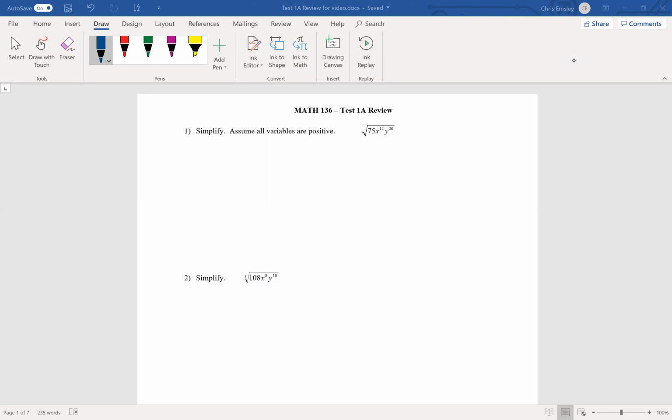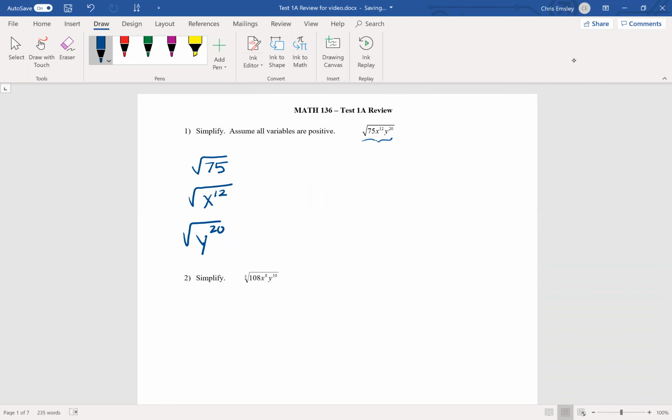Since these pieces under the radical are all multiplied together, we can break this up into 3 separate radicals and look at each one individually. If they were added or subtracted together, we couldn't do this, but since they are multiplied, we can.